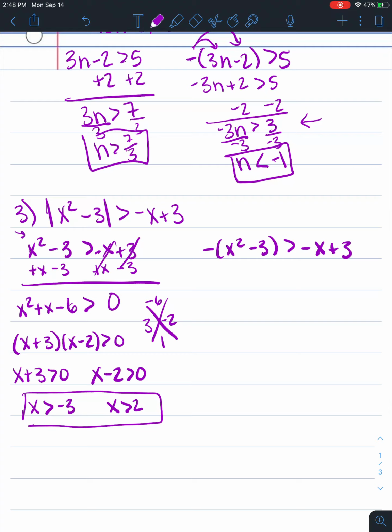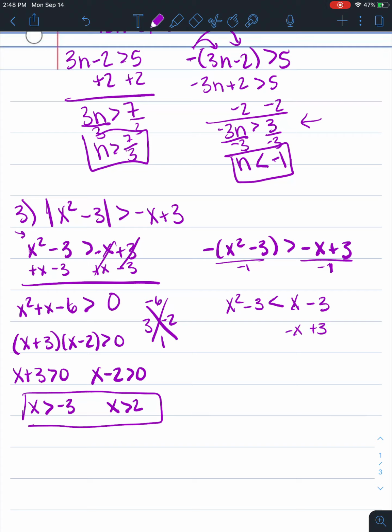Now I still need to solve this other problem over here. This time I'm going to divide by that negative 1, because if I distribute this, it's going to give me a negative x squared, and that makes it hard to factor. It's easier if my coefficient of x squared is a positive 1. So I'm going to divide by negative 1 on both sides. That becomes x squared minus 3, and I flip my symbol because I divided by a negative. Negative x divided by negative 1 is just positive x, and positive 3 divided by negative 1 is negative 3.